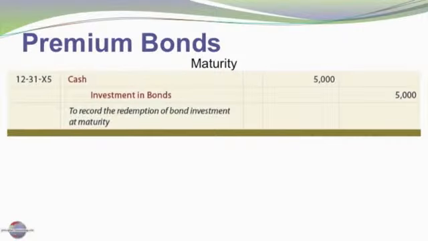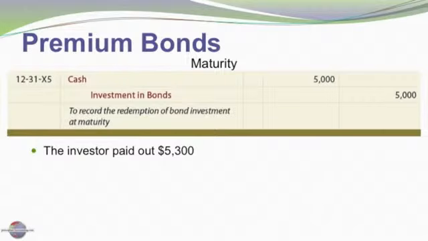This entry reflects that we get the $5,000 back at maturity, debit cash and credit investment in bonds. That $5,000 is the right amount for the investment in bonds at that point because it started at $5,300, but we took $50 out of that account every 6 months for 3 years, or $300 in other words, so we're down to that amount.